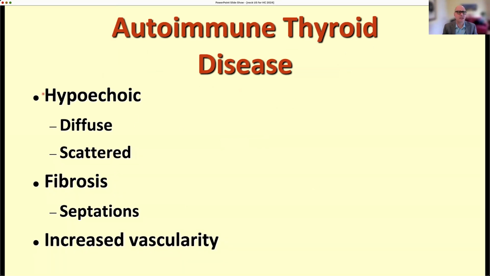The hallmark of autoimmune thyroid disease is a hypoechoic pattern. The reason for that is that the follicles are, to a greater or lesser extent, replaced by an inflammatory infiltrate. An inflammatory infiltrate is made of cells that are packed together quite tightly, and because of that, they don't generate a lot of echoes. So a lot of the ultrasound goes through. The machine reads that as a dark pattern, which we call hypoechoic. It can be diffuse in severe form or scattered when the inflammation is focal, patchy throughout the gland. There is fibrosis that can be seen with septations, and often there is increased vascularity.